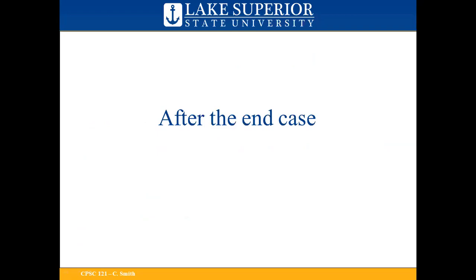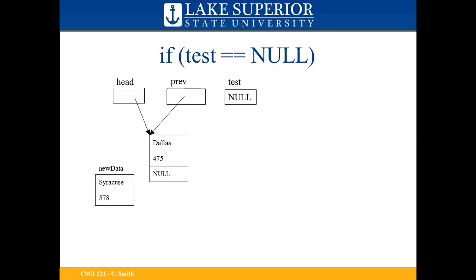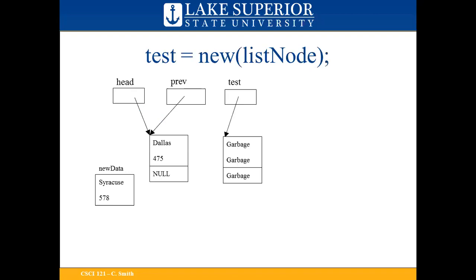So test is null. So if test is equal to null, we're going to allocate some space, and we'll allocate that space into test. So test equals new list node. Great. So now we've got some space. That space has some garbage in it. So we're going to fix up that garbage. The first thing we're going to fix up is the pointer. So test arrow next equals null.